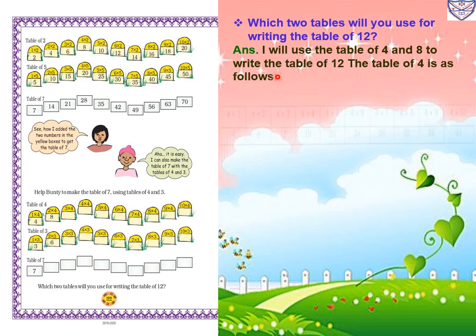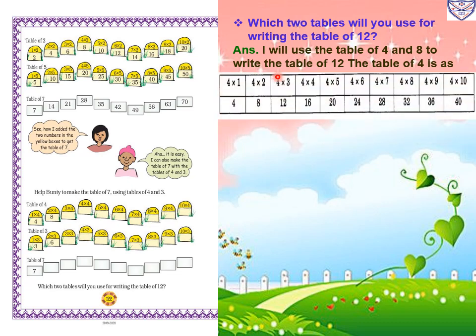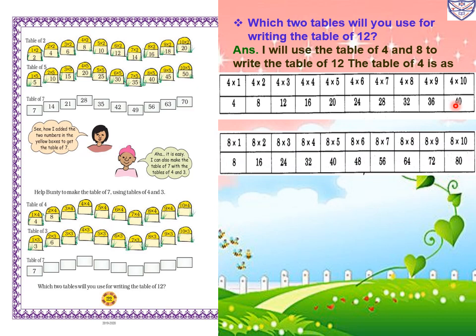The table of 4 is as follows. So first we will write the table of 4. 4 1s are 4, 4 2s are 8, 4 3s are 12, 4 4s are 16, 4 5s are 20, 4 6s are 24, 4 7s are 28, 4 8s are 32, 4 9s are 36, 4 10s are 40. Now we will write the table of 8.